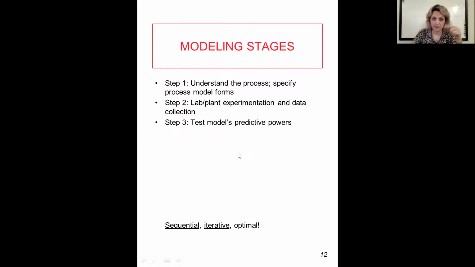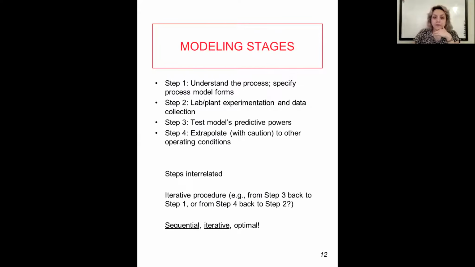However, when you look at these steps, we can change the order of them as well. And then you want to extrapolate with caution to other operating conditions as well. So as I said, the order can change. We can have an iterative procedure from step 3 back to step 1, or from step 4 back to step 2. When we are talking about the modeling stage, we consider that it's sequential, iterative, and we are hoping to reach the optimal result.